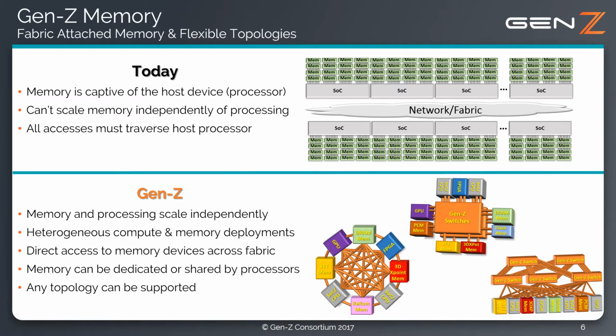Gen Z enables the ability to place DRAM or storage class memory on a fabric of arbitrary size and topology to be shared by other devices on the same fabric. Today, memory modules, whether they are DRAM or storage class memory, are captive on the local server that they are installed in. If workloads need more memory, you can add only so much memory to a server before you need to add more servers, as shown in the figure above.